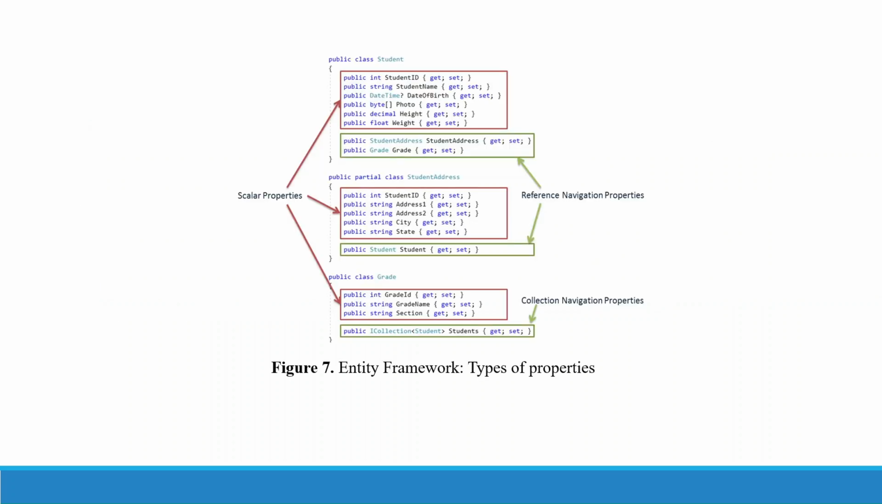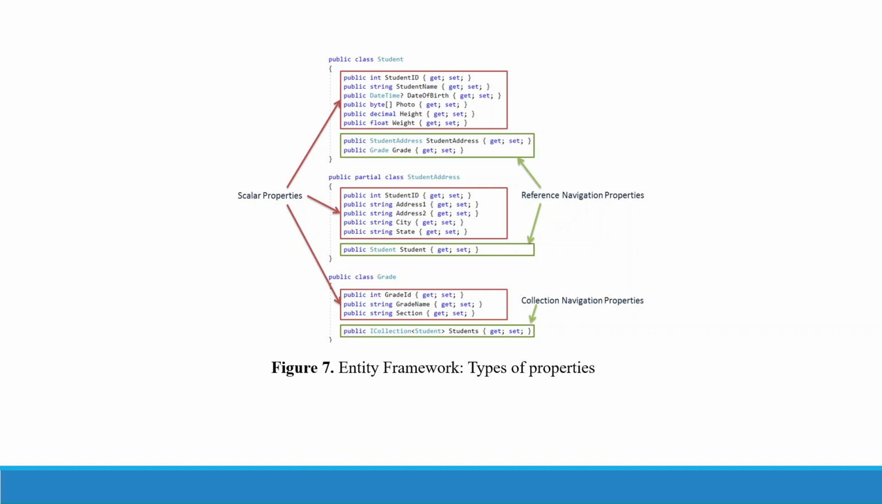Let's take a look here in figure 7. So for each entity, we have some rectangles, yeah? We have a red rectangle and a green rectangle. In the red rectangle, we have the scalar properties or primitive properties. Primitive properties because they use primitive data types like int, string, datetime, byte, decimal, or float, okay? And we said that for each scalar property, we get a column in the database.